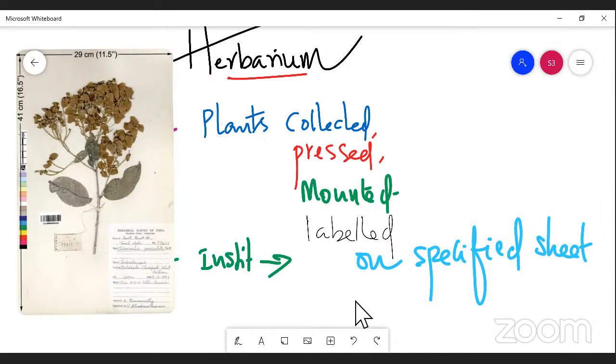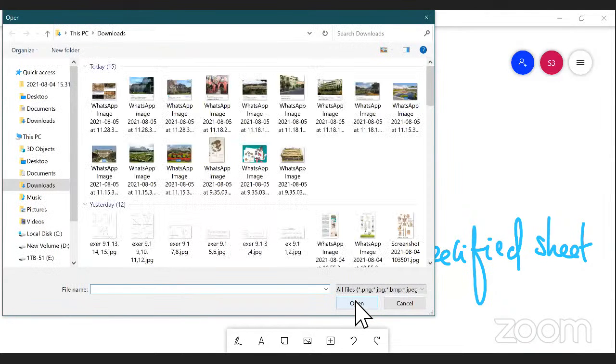That's why I mentioned herbarium is not only a collection of dried plant species, it is also referred to as an institute where the dried specimens are maintained, produced, prepared, or supplied, right?